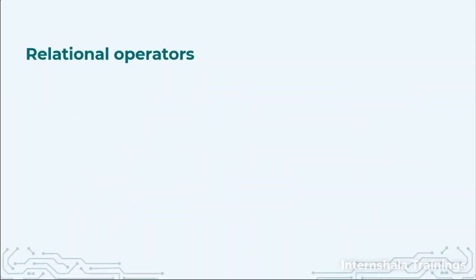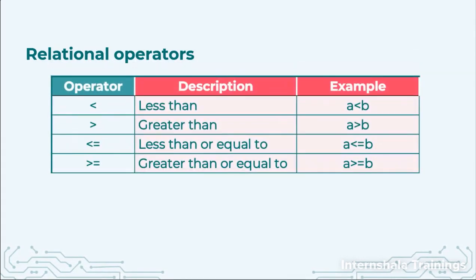The second category that we have is relational operators. They are used to relate or compare two operands. So we can compare like less than, greater than, less than equal to, or greater than equal to. These operators can be used inside if conditions also. We can say if a is less than 5 or 5 is greater than equal to b. So these kinds of things we can do, and these are very helpful in such operations.